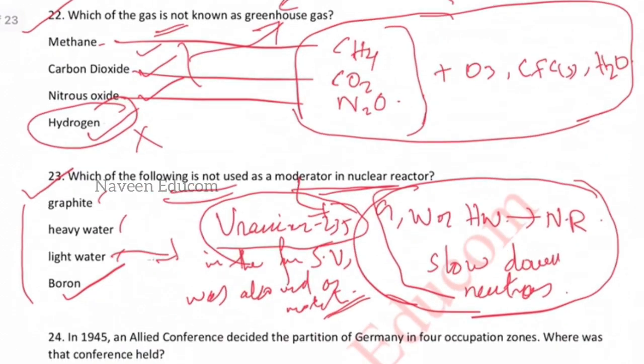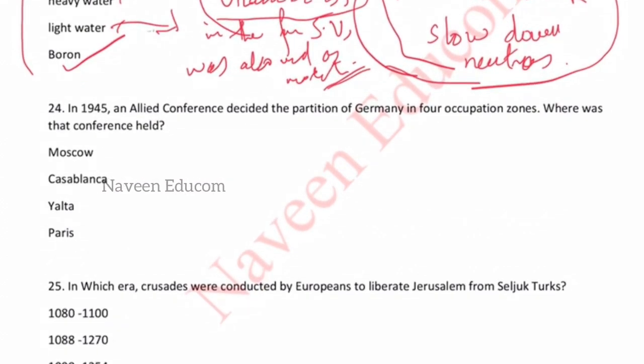Coming to the next question. Question number 24. In 1945, an Allied conference decided the partition of Germany into 4 occupation zones. Where was the conference held?